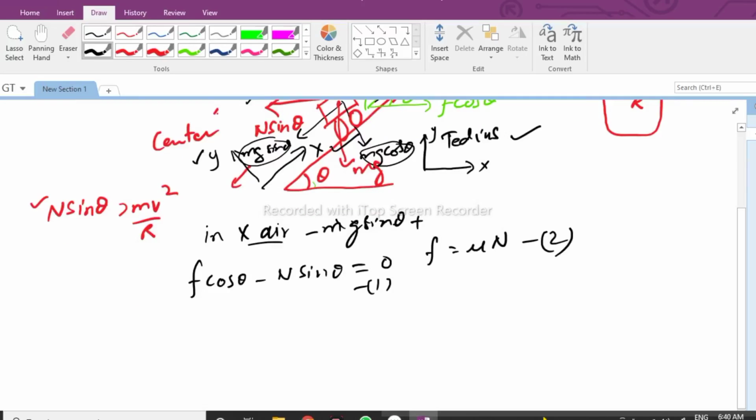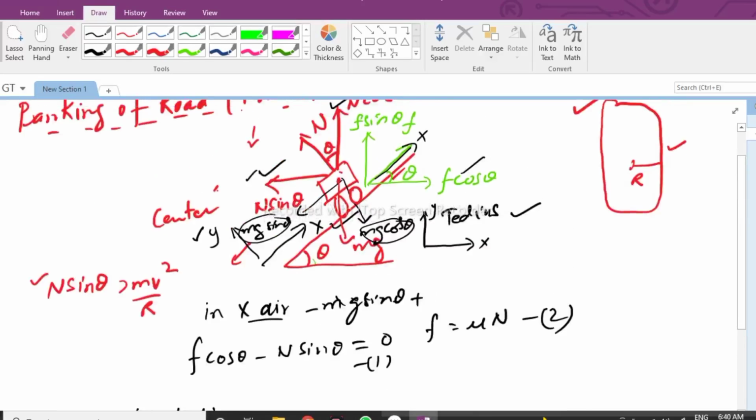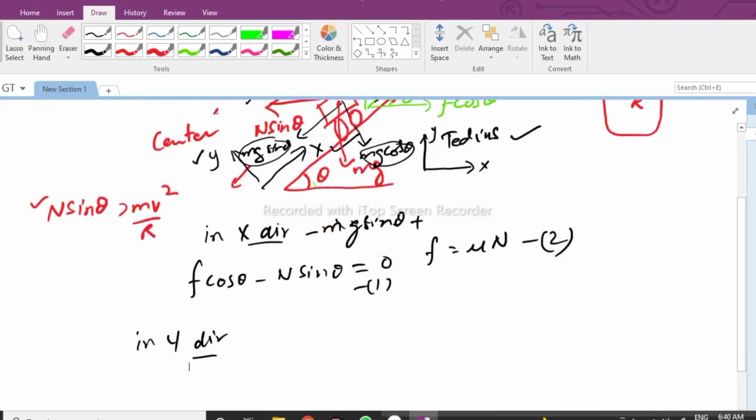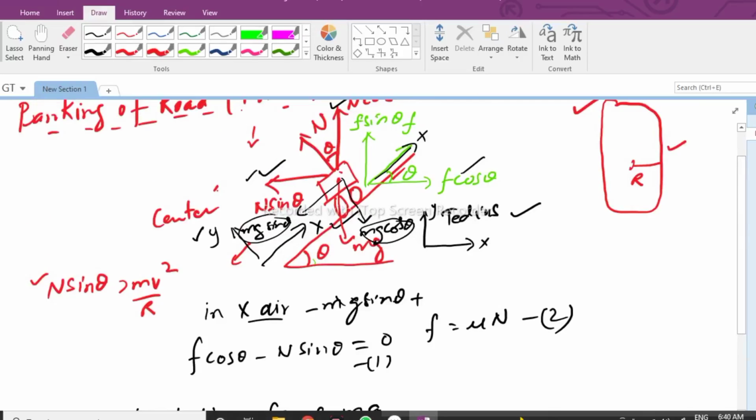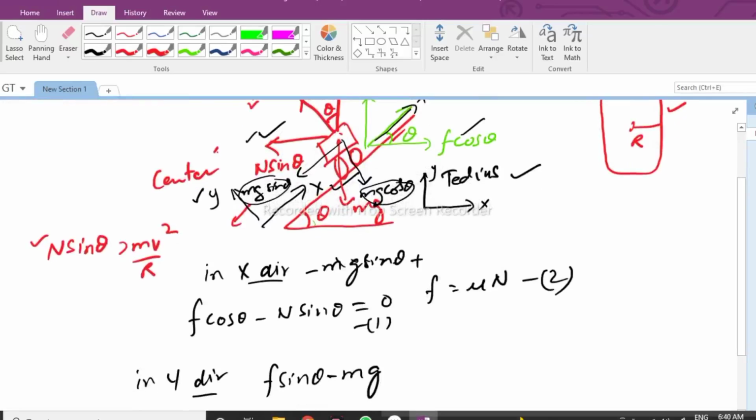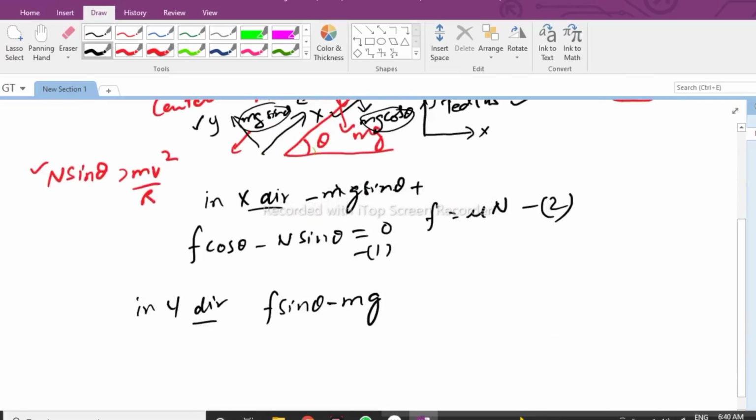Then we will write in the y direction. In the y direction, we have F sin theta, that is in the upward direction. Then you have minus mg, and then you have N cos theta, which is also in the upward direction. So plus N cos theta is equal to 0.